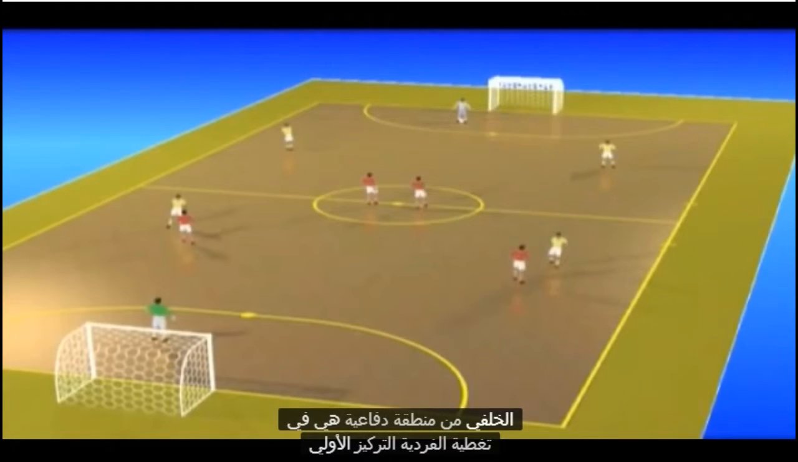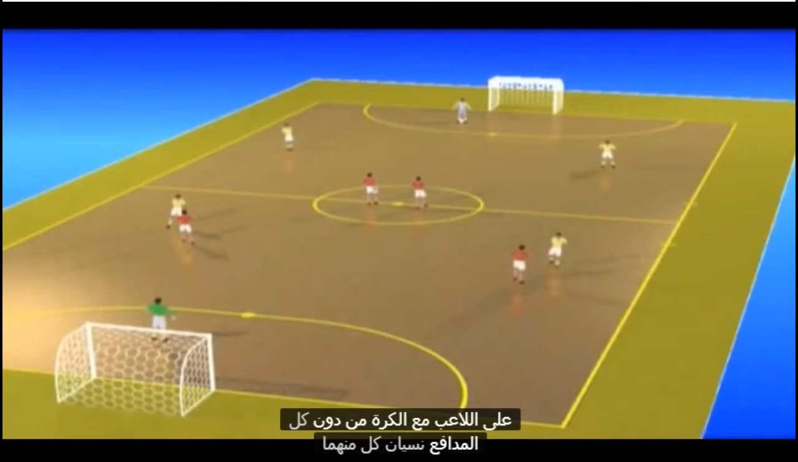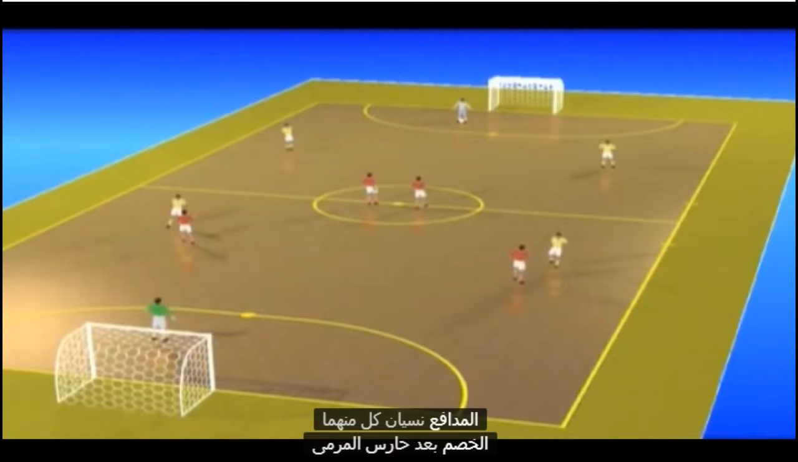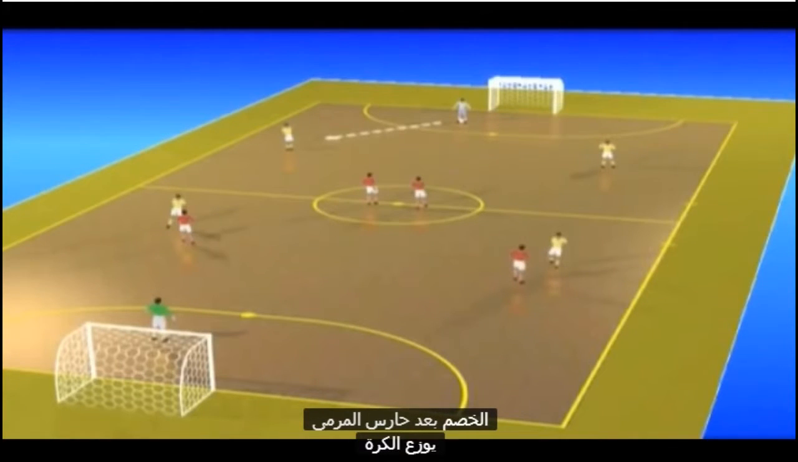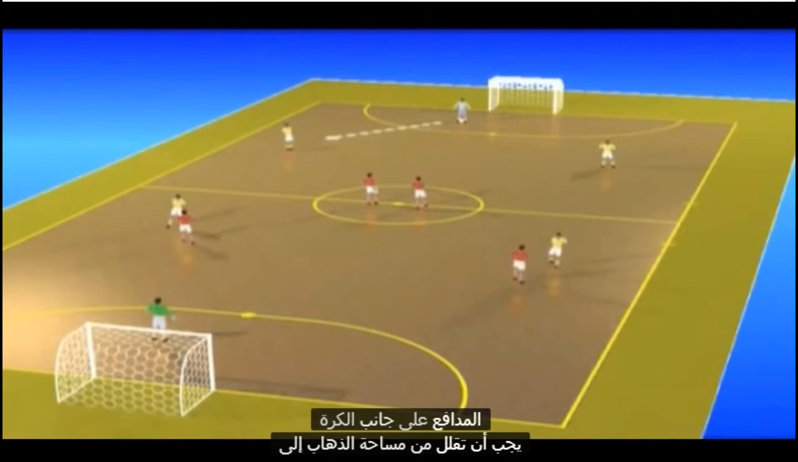The initial focus is on the player with the ball, without each defender forgetting his respective opponent. After the goalkeeper distributes the ball, the defender on the side of the ball should reduce the space going to pressure coverage.